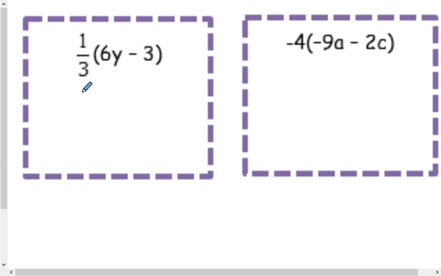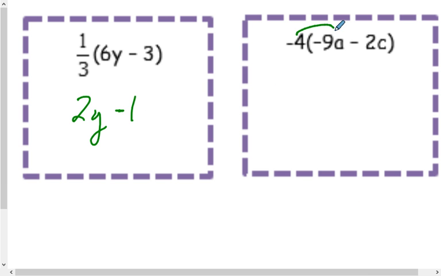1/3 times 6. 1/3 times 6 is 6 over 3. 6 over 3 can be simplified to 2. So 2y, we have a positive times a negative, so that's a negative. And 1/3 times 3 is 3 over 3. Well, 3 over 3 can be simplified to 1. So 2y minus 1.